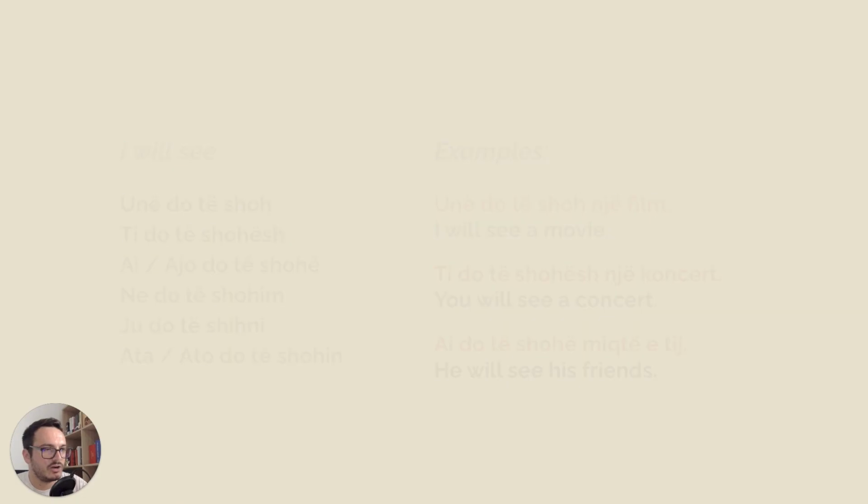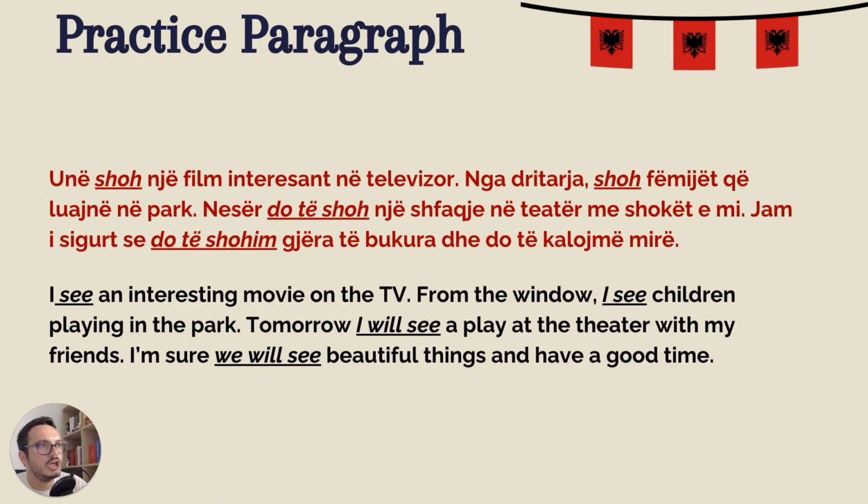A practice paragraph using the verb in both tenses. Unë shoh një film interesant në televizor. I see an interesting movie on the TV. Nga dritarja, shoh fëmijët që luajnë në park. From the window, I see children playing in the park. Nesër do të shoh një shfaqje në teatër me shokët e mi. Tomorrow, I will see a play at the theater with my friends.